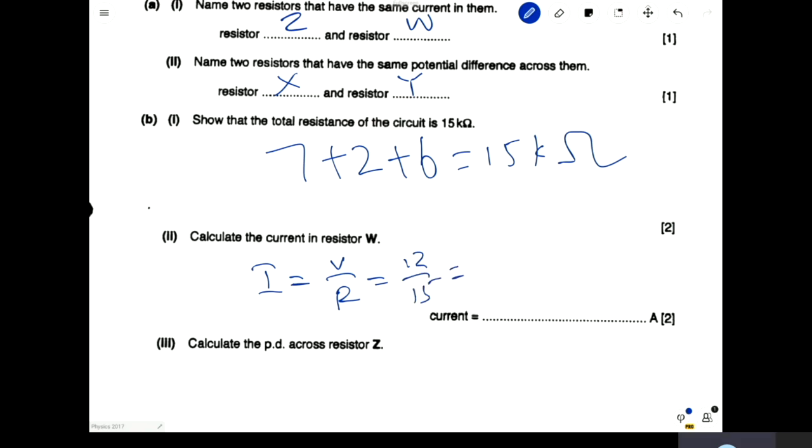Right? So what's 12 divided by 15? Hey, wait, error. It's 15,000. So you have to convert it. Yeah, because it's K. 1, 2, 3. So 15,000, right? So 8 times 10 to the power minus 4. Right?